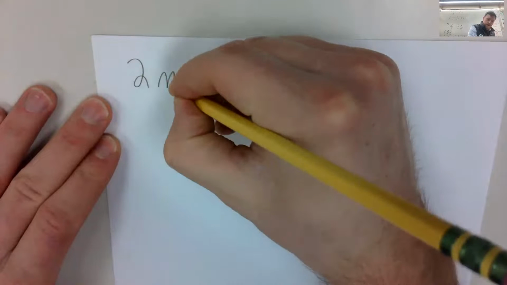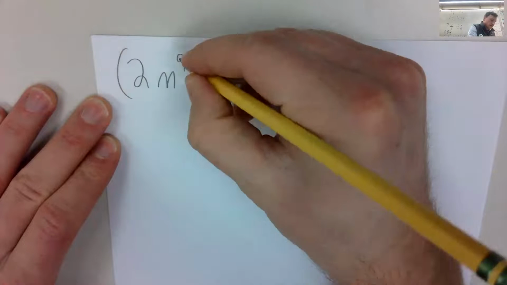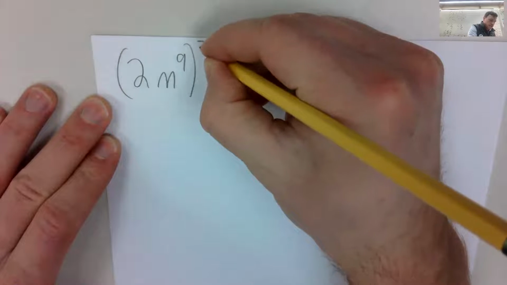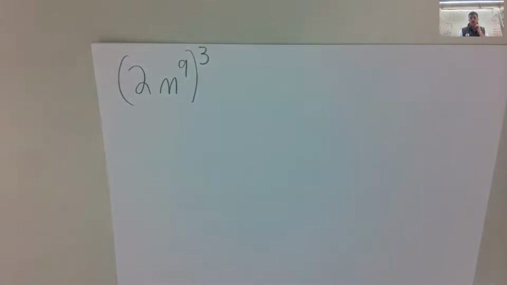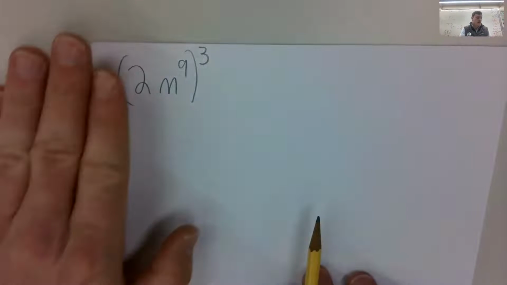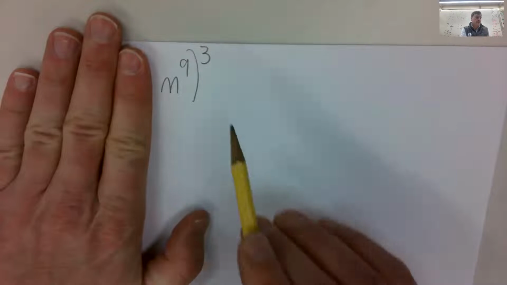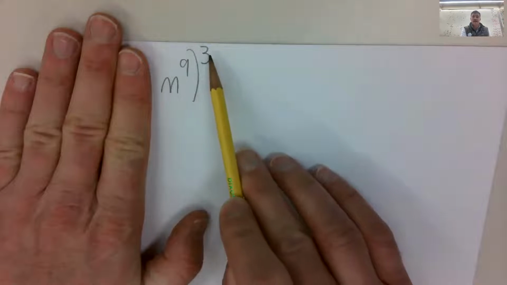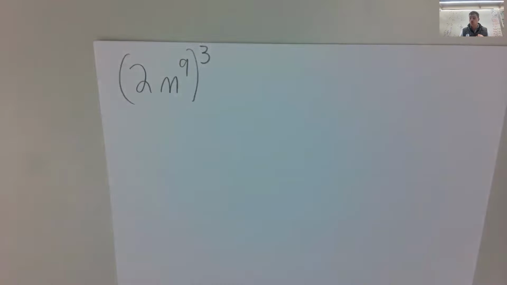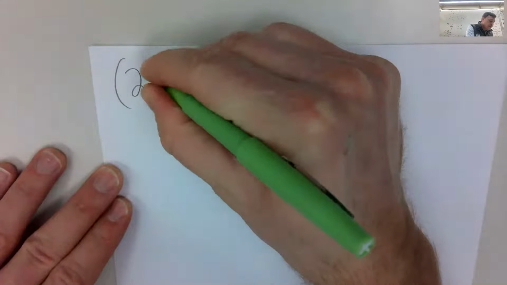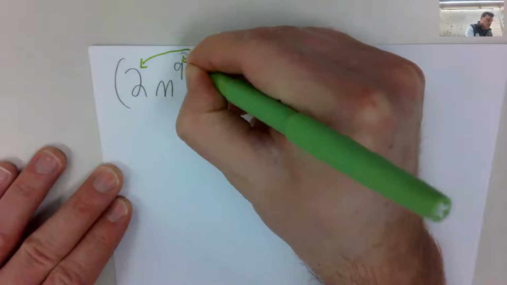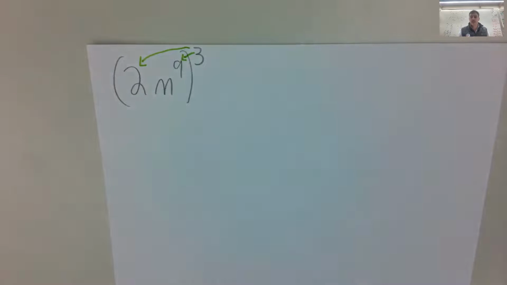We're going to do 2m to the 9th, all in parentheses, raised to the 3rd power. So our most recent skill that we learned was raising a power to a power. If it was just like this, there's one term in the parentheses. All we need to do is multiply the 9 times the 3. But because there's 2 terms in there now, we're going to use our friend, the distributive property, and we're going to distribute that exponent of 3 to the 2 terms that are inside the parentheses.